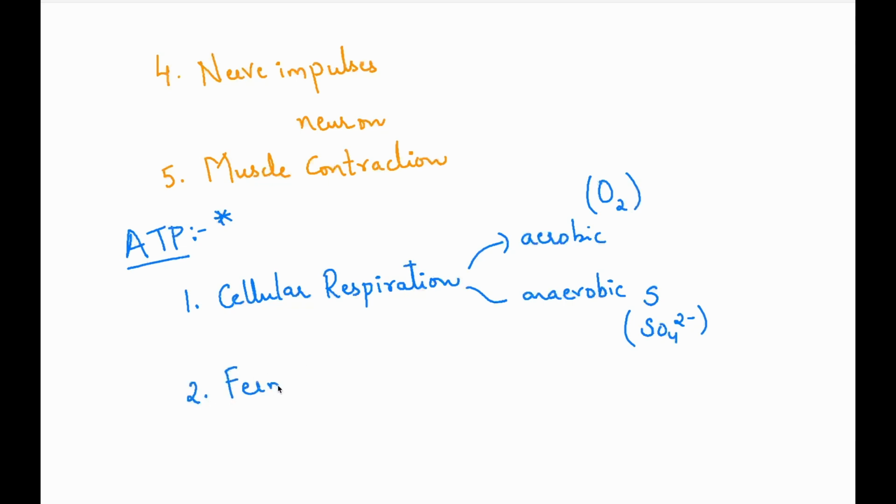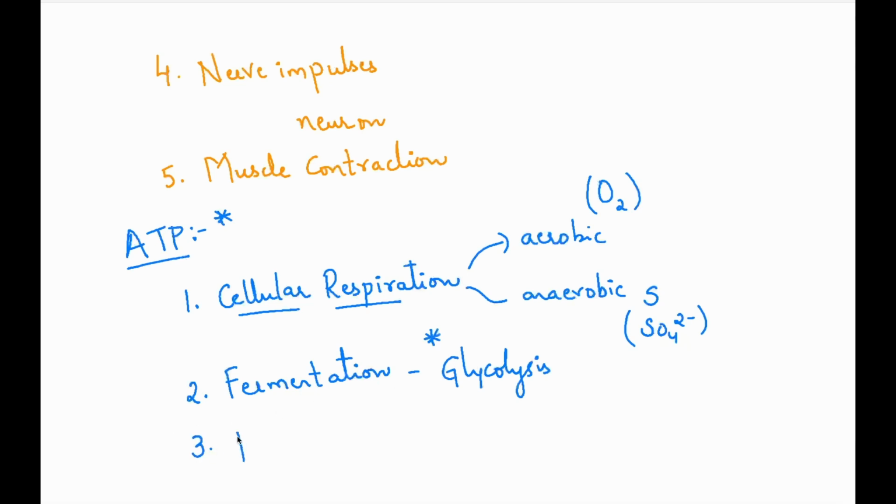Second one, fermentation. Fermentation is pretty different from cellular respiration in that it only employs glycolysis and not the other steps in cellular respiration. So, fermentation will also help to produce some amount of ATP. It's important to remember that the amount of ATP produced in fermentation is much less than what is produced through cellular respiration, but fermentation also helps to produce some molecules of ATP.